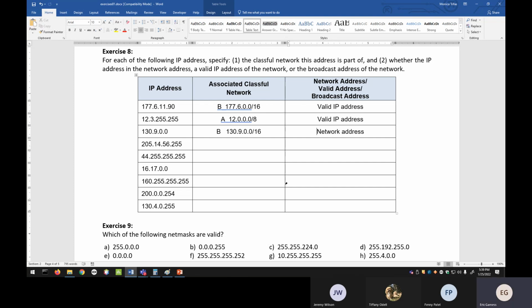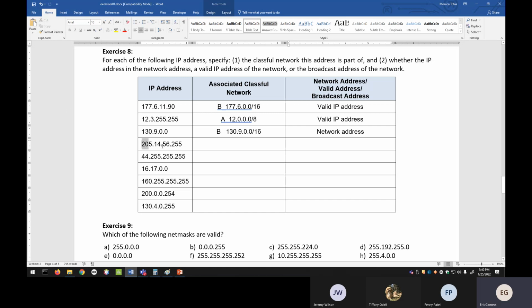So the first 2 bytes, I cannot change them. So it has to start with 130.9. Now I'm free with the last 2 bytes. The broadcast address is the very last IP address, so what should I do with the last 2 bytes? I put them in 255. So the broadcast address will be 130.9.255.255. Okay?